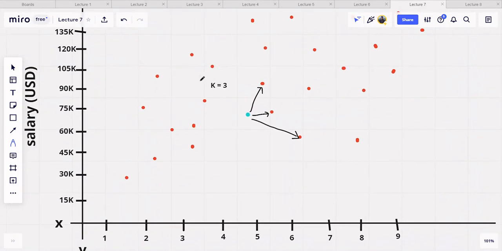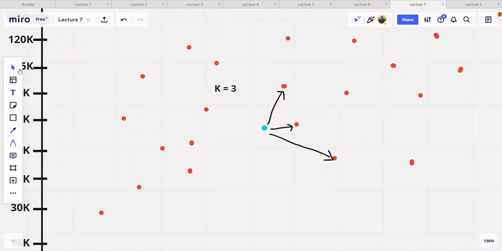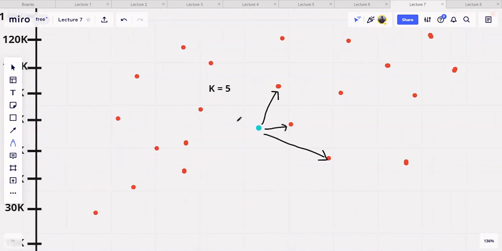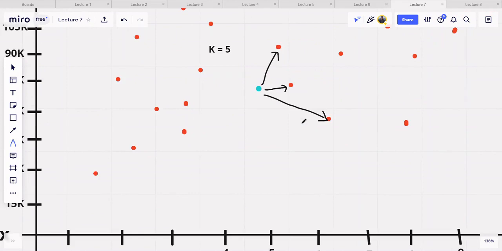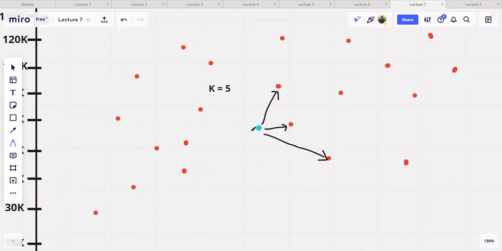Now if the value of k was 5, then we would have looked for another two closest data points. Another two closest data points would be somewhere here, so this would be another closest point, and this would be another closest point. Now we have five neighbors here, k is equal to 5 nearest neighbors. We can look at their values and try to estimate our own value here.